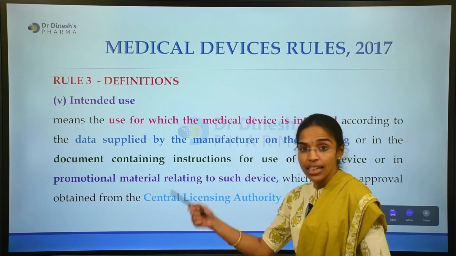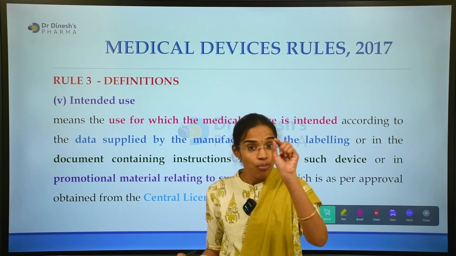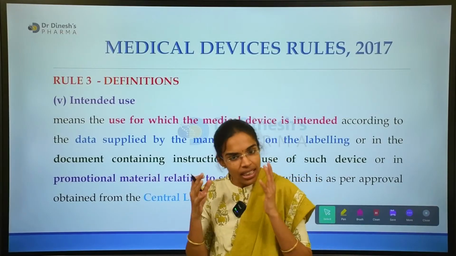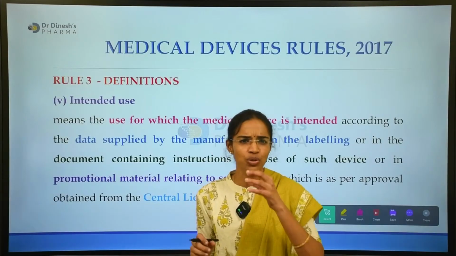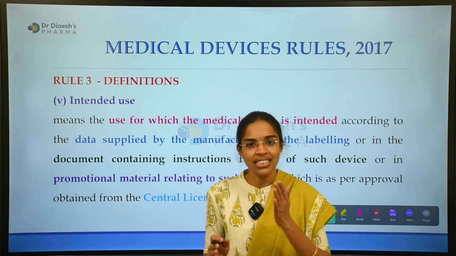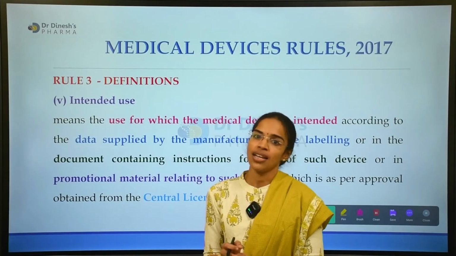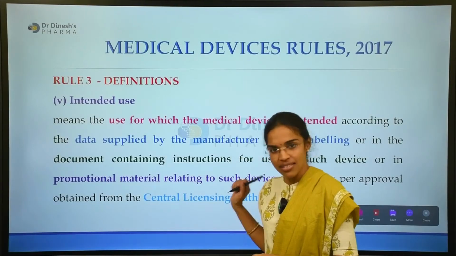And for this intended use, yes, definitely this intended use is given by the manufacturer, provided by the manufacturer in a document, as a document or as a manual or something. Usually this intended use is mentioned as a label or as a manual, as a document along with a medical device which is approved by the central licensing authority.